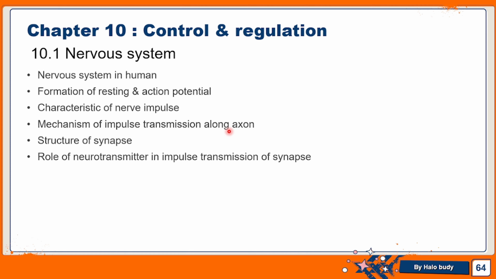Next is the synapse that you learned in SPM. You need to learn about the structure of the synapse, and also the role of the neurotransmitter in impulse transmission at the synapse, which you also already learned in SPM. So this topic is maybe easy for you because you already have the concept from SPM.